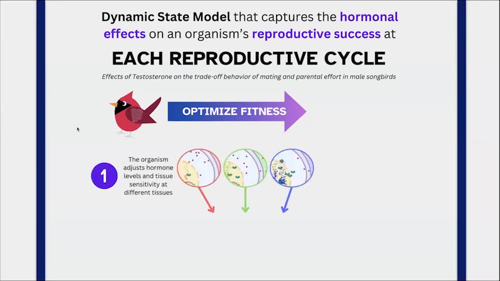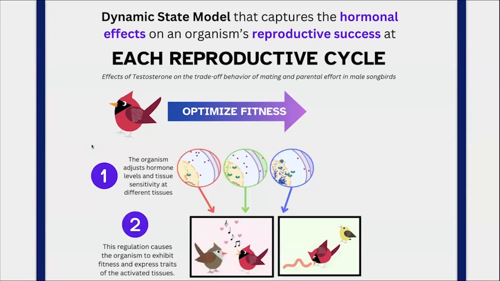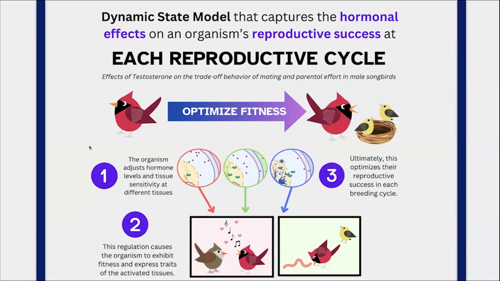So in each cycle, the organism adjusted their hormone levels and tissue sensitivity at different tissues. And this regulation caused the organism to exhibit fitness and express traits of the activated tissues. And ultimately, these processes come together to optimize the organism's reproductive success at each breeding cycle. So given this model and Dr. Barron's goals for the project, we were able to form an objective for the following 10 weeks. And I'm going to pass it over to Billy to talk a little bit about that.